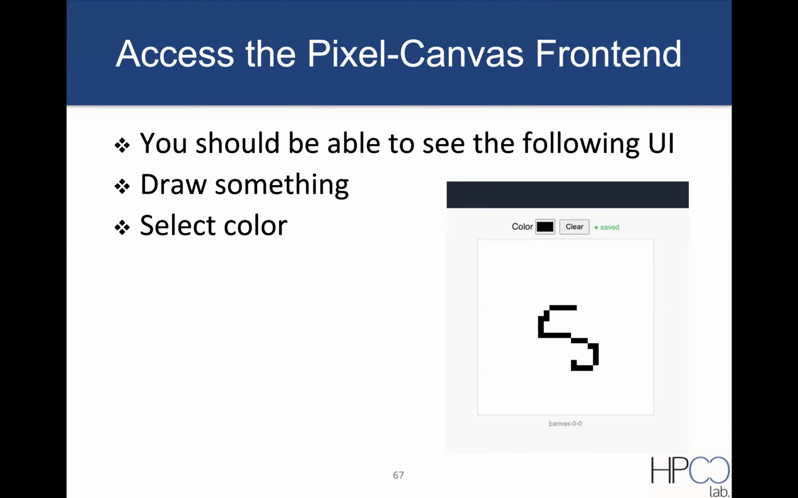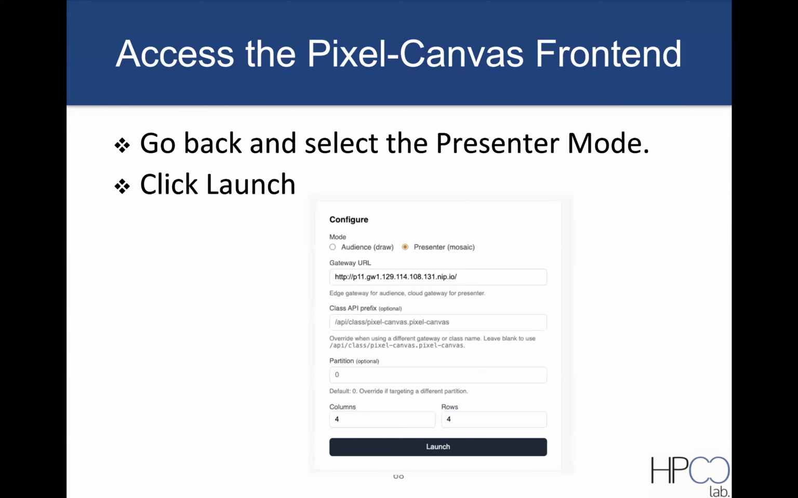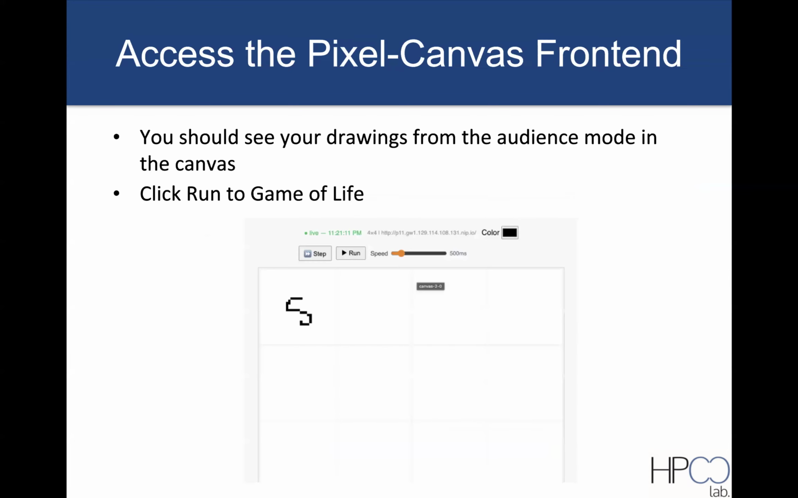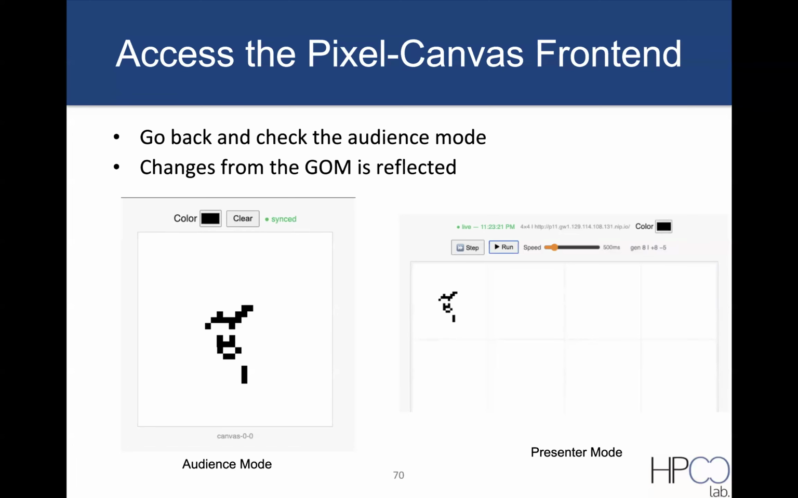Can you go back? So you can go back and select the presenter mode and then click launch, and then you should be able to see the presenter view and this window as well. So if you draw something in the edge, it should be synchronized in your cloud as well. And you can play the game of life as well. I think if you go to that, maybe. Yeah, okay, 64. Oh yeah, 64 is the largest. I think 64 is a really crazy amount already.